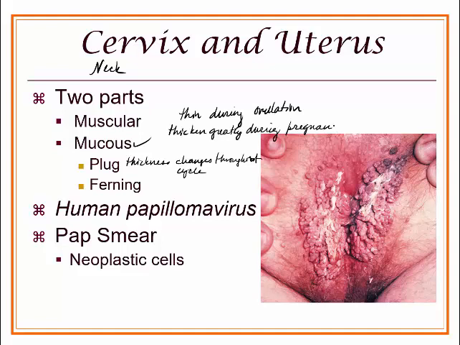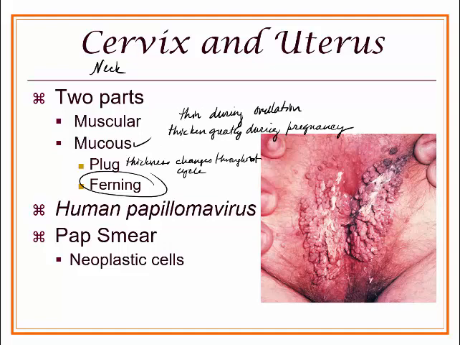Because if we are housing a growing fetus, we definitely want to keep that internal environment sterile. Ferning is the process of the thinning of the mucus plug during ovulation, which makes it more easily passed by the sperm to enter the uterus.